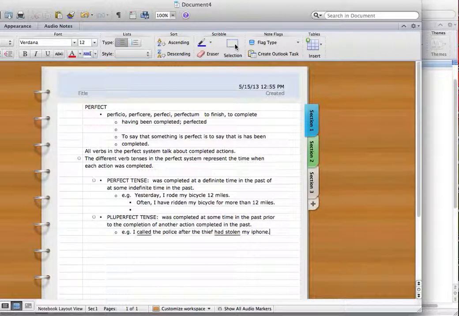After communicates the relationship between the two actions, whereas if the relationship is sequence, you must actually use the pluperfect tense to talk about the action that takes place first. I hope that makes sense. If it doesn't, you'll have to either shoot me an email or come talk to me and find out a little bit more about that.